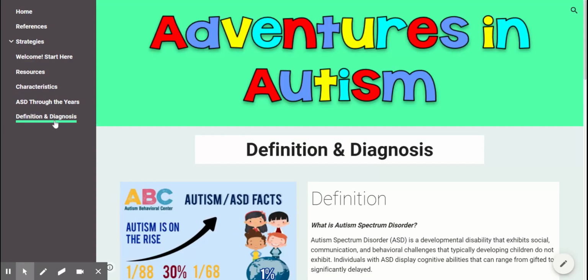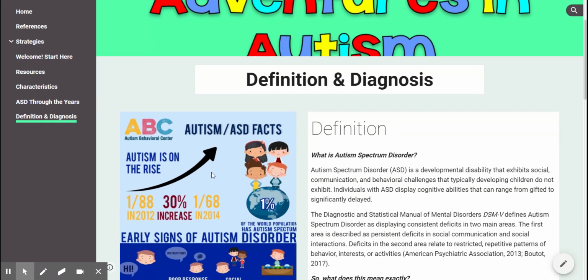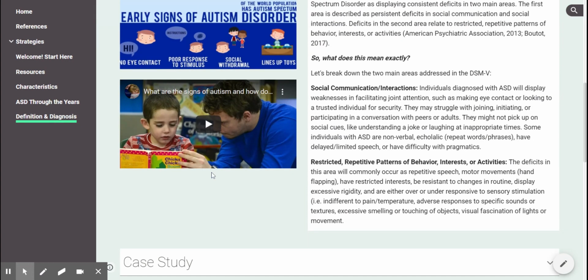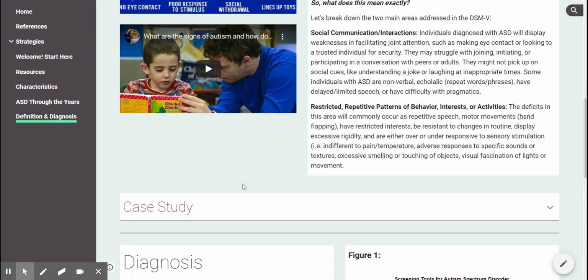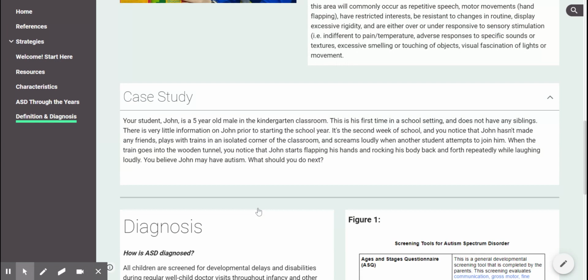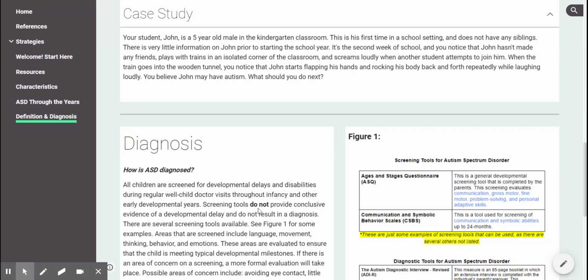It's often difficult to define what exactly autism is, but according to the DSM-5, there's two main areas: social communication and interactions, and restricted, repetitive patterns of behavior, interests, or activities. You can read some more information about that. And then there is a video over here for you to see what that might look like in a young child who's exhibiting autism behaviors. I also have a case study example of a situation that you might see in a classroom.